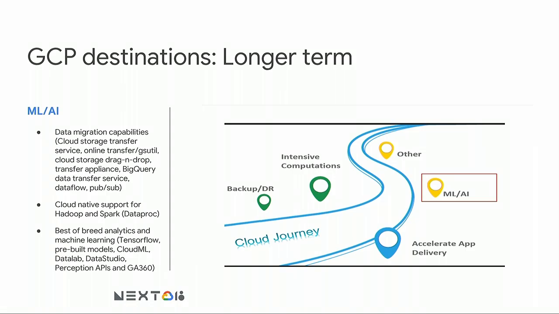And then we have the best-of-breed analytics and machine learning. TensorFlow is the number one adopted open source tool for machine learning. It's open sourced by Google, right? So it has been used in Google for a long time. It's the number one adopted. And we have the pre-built models, the perception APIs, and the AutoML capabilities that are available to you.